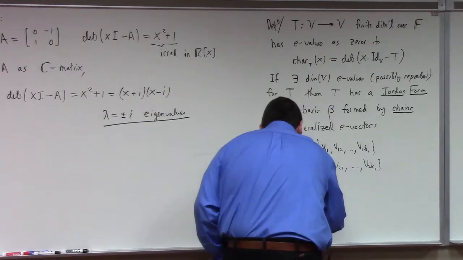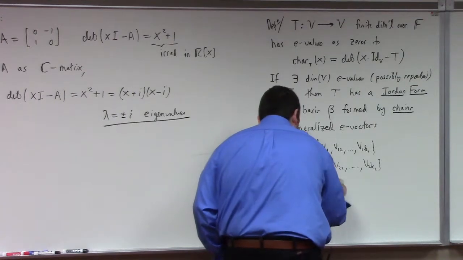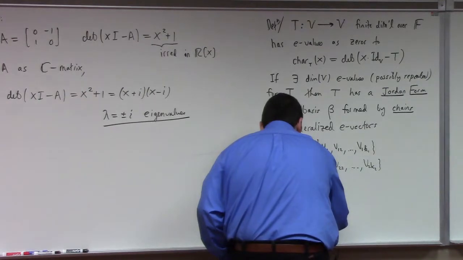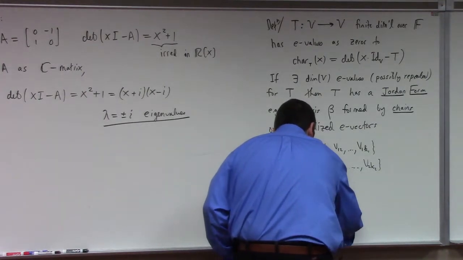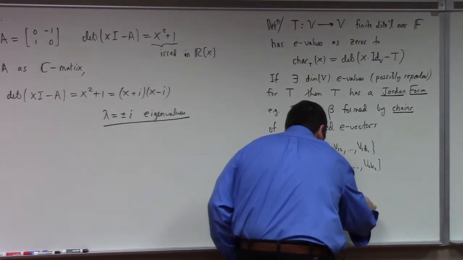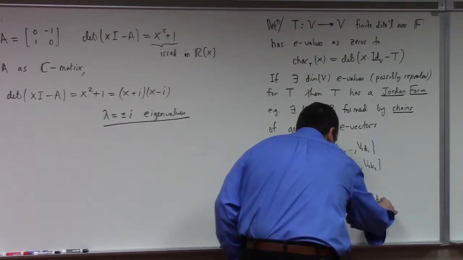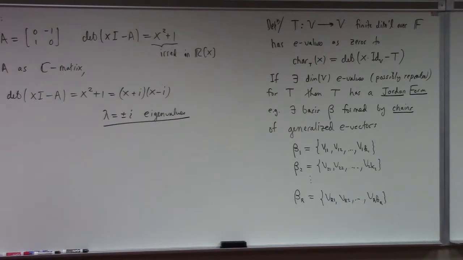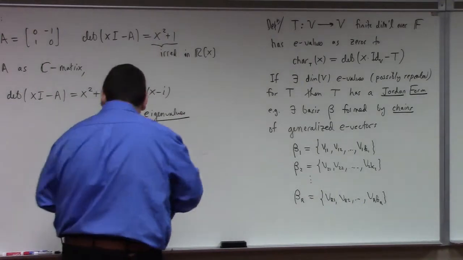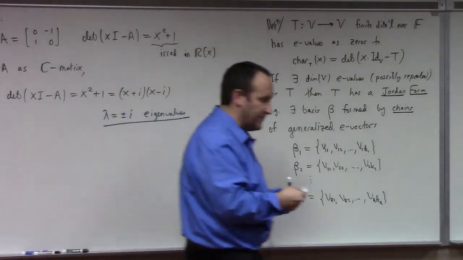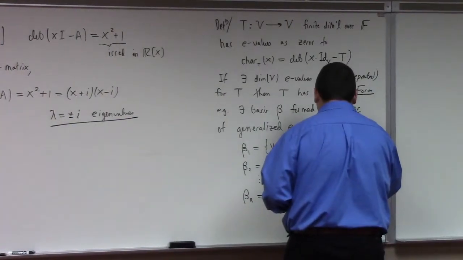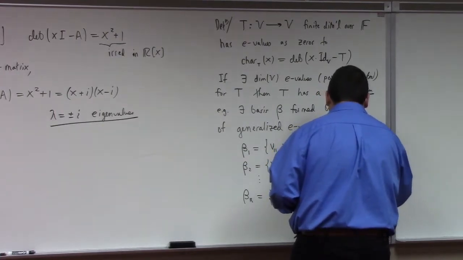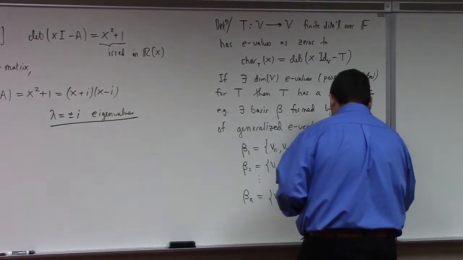So let's see here. And then finally, let's say, I don't know, I need some other letter, R. I'll use a capital R, so it's more R-y. So V R1, V R2, ..., V R, K sub R. All right, and each one of these comes with an eigenvalue. Let's say this is attached to, this is a lambda 1 chain. This is a lambda 2 chain, and so forth. This is a lambda R chain.